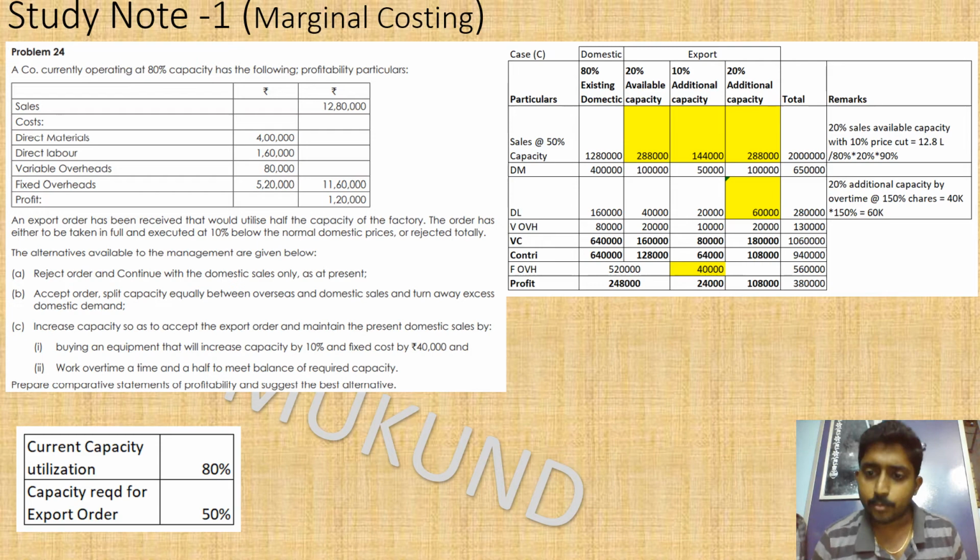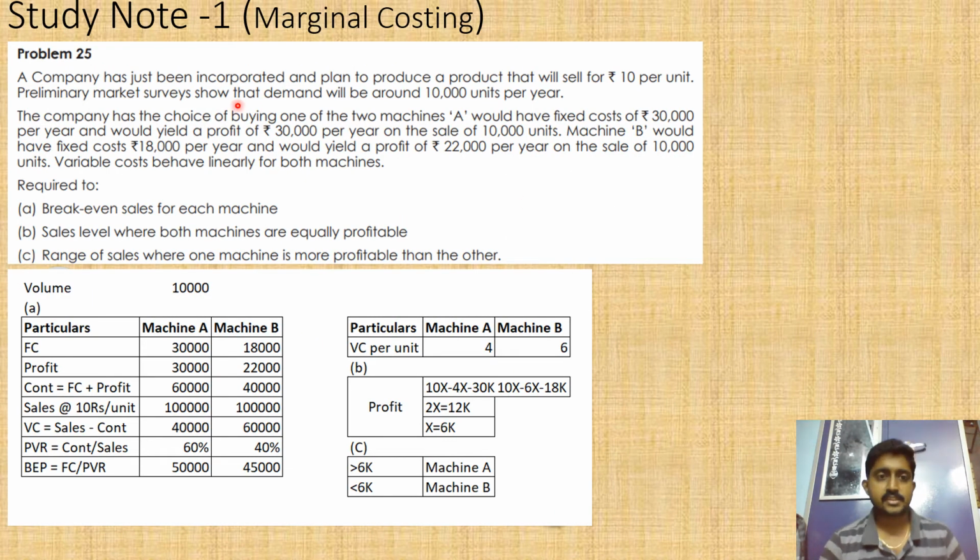Okay, we have one more problem for today's session. A company has just been incorporated and plans to produce a product that will sell for 10 rupees. So the selling price of the product is 10 rupees. A preliminary market survey shows that the demand will be around 10,000 units. So volume is 10,000. The company has a choice of buying one of two machines. So the company is looking for machines to produce this item.